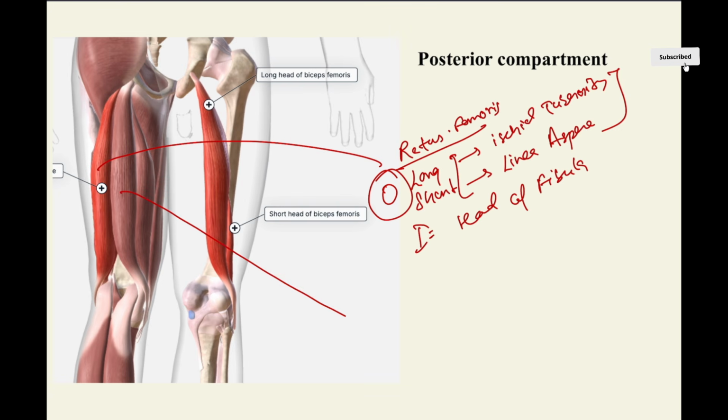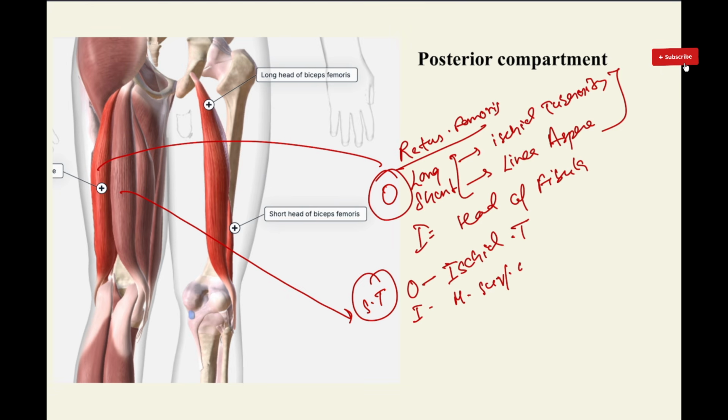Now next up we have the semitendinosus. Okay, so this is your semitendinosus. Again, the origination will be ischial tuberosity. Okay, and the insertion point will be your medial surface of the proximal tibia.